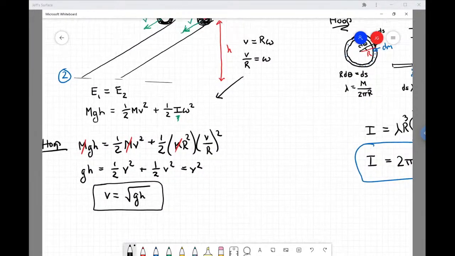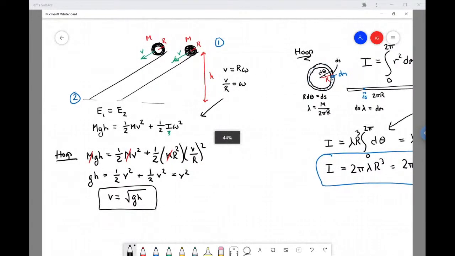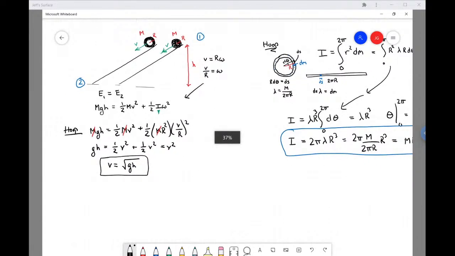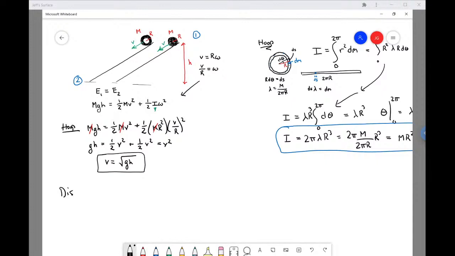Now let's take a look at the disk. I think I can do it down here. So mgh, the gravitational potential energy at the top of the hill, is equal to the translational kinetic energy at the bottom of the hill plus the rotational kinetic energy, where now I, the rotational inertia, is not mr squared, but 1/2 mr squared, times the angular velocity, or angular speed, which is linear speed v divided by r squared.